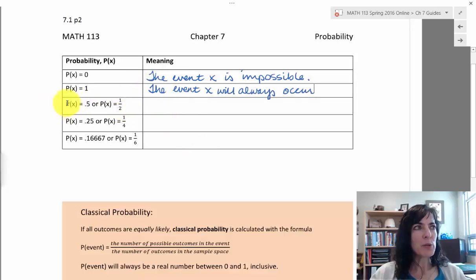The next one shows the probability of X is 0.5, which is the same thing as the probability of X is 1/2. We can show it as a decimal or as a reduced fraction. The two mean exactly the same thing. And if you have a probability of 0.5, it means that your event is going to happen half of the time.